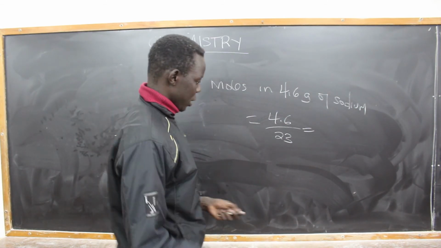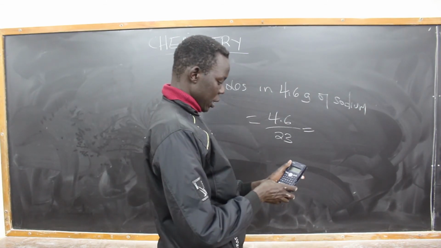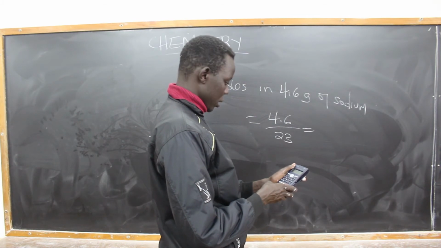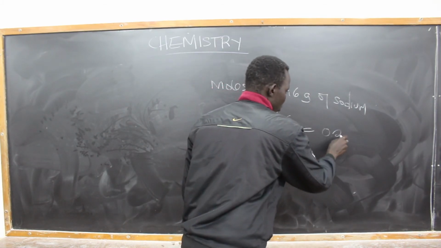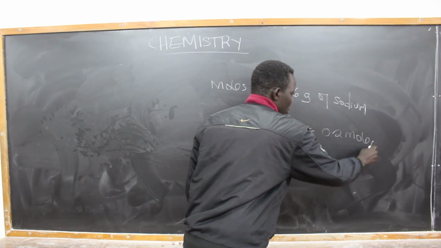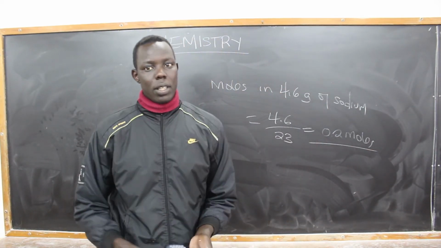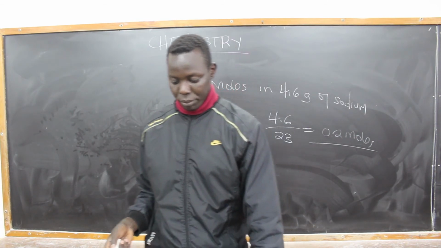It will give you something like 0.2. So that is 4.6 divided by 23, which is 0.2 moles. You can now work with others.